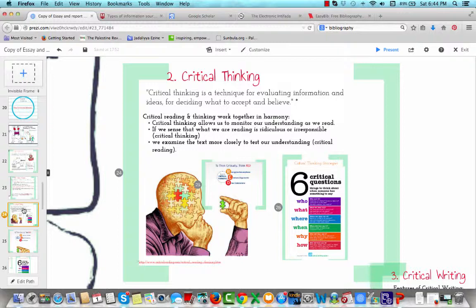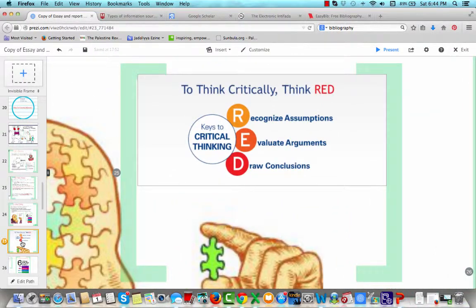Now keep in mind that critical reading and thinking work together, because critical thinking allows us to monitor our understanding as we read. Sometimes we read something and think, this is absolutely ridiculous. So this is simply what critical thinking is. We examine the text more closely. So to think critically, you recognize the assumptions in the article itself, and then you try to evaluate the arguments for yourself and draw conclusions.